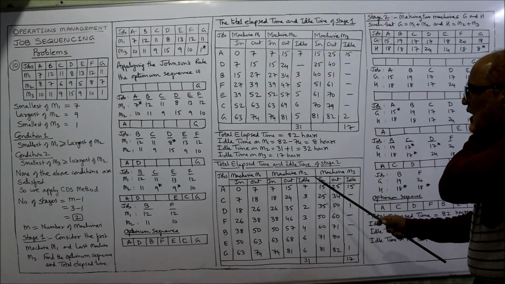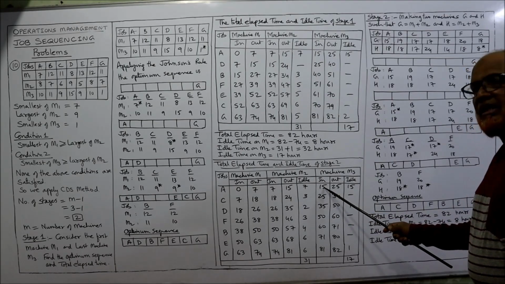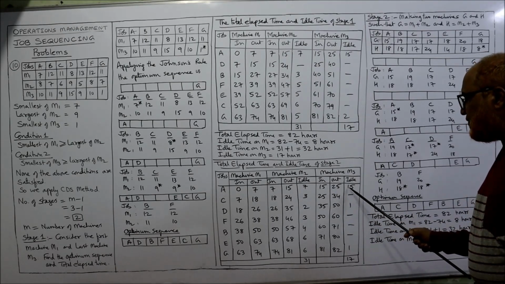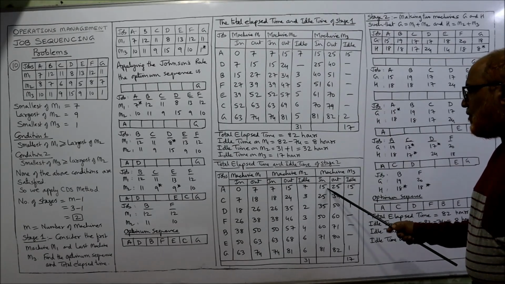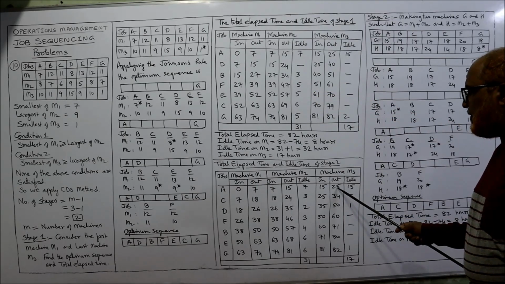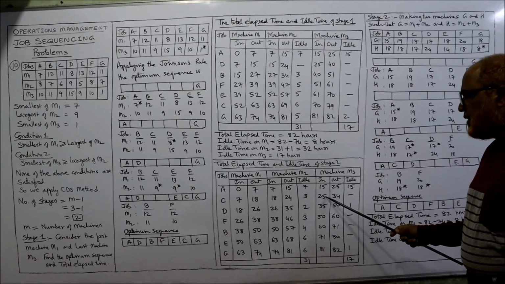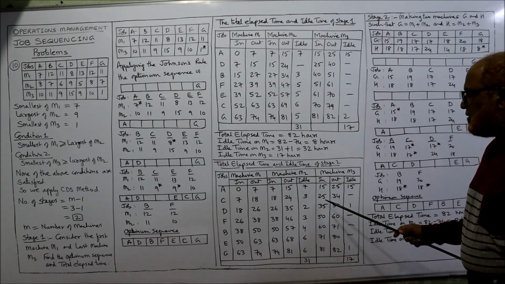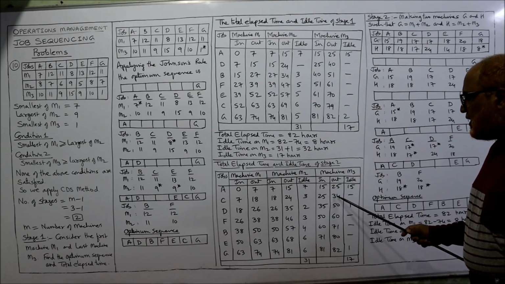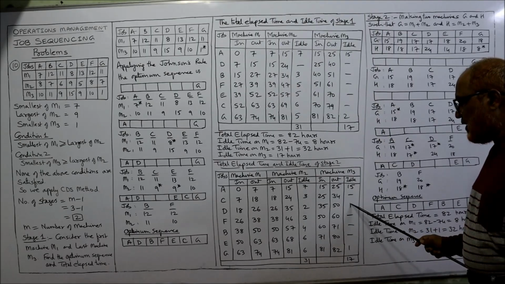Now similarly coming to M3. M3 will start only after completing M2. M2 finishes at 15. So from 15th hour it will start. So first 15 hour is the idle time, right? Now what is AM3? AM3 is 10. 15 plus 10, 25. 25 or 24, whichever is higher, 25. No idle time. CM3 is 9. 25 plus 9, 34. 34 or 35, whichever is higher, 35 is higher. So 1 hour is the idle time. 35 minus 34, 1 hour.